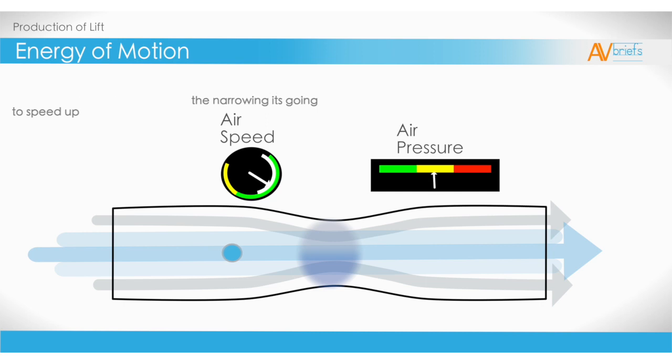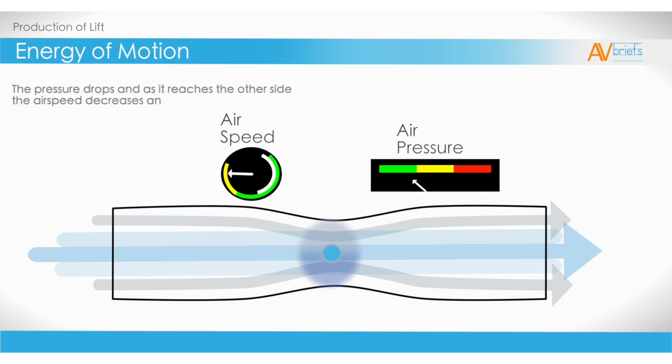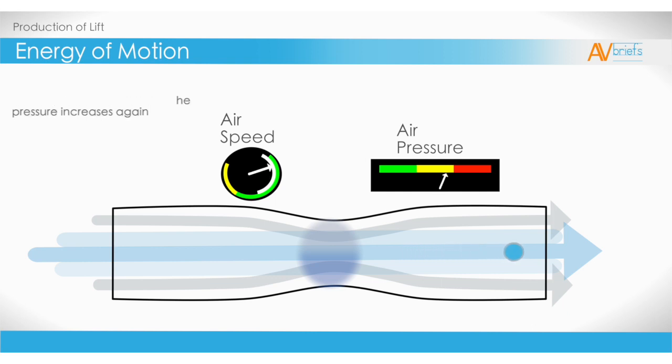As it nears the narrowing, it's going to speed up. The pressure drops as it speeds up, and as it reaches the other side, the airspeed decreases due to the larger cylinder, and the pressure increases again. And it's now back to how it was before it reached the narrowing. It's the very same relationship between airspeed and pressure that we were looking at.